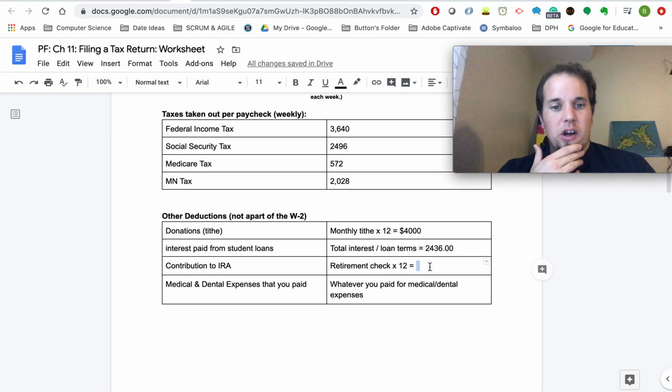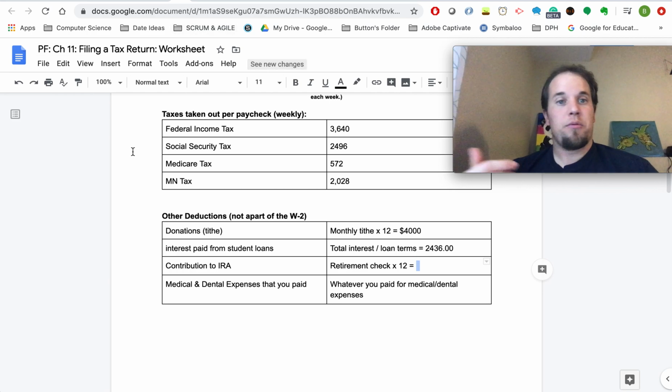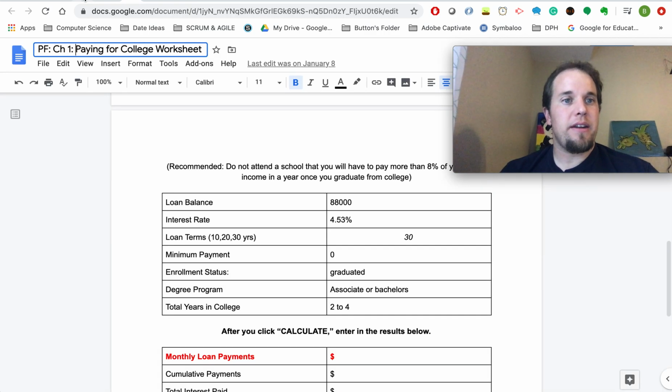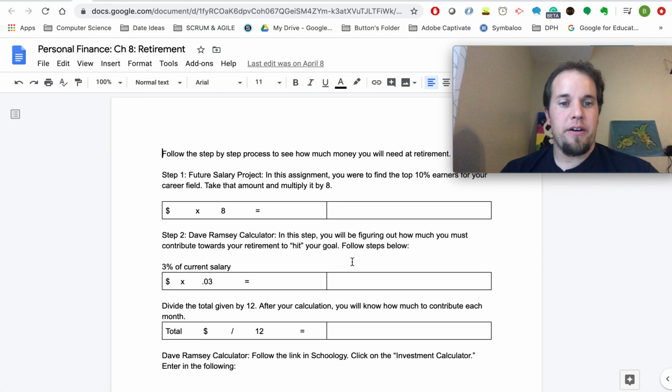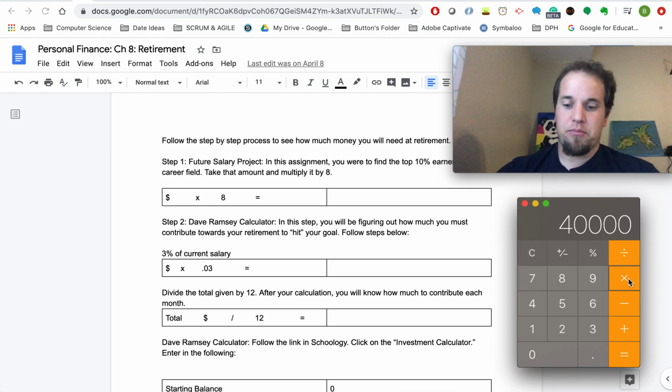Now, contributing to the IRA, we did another check called retirement check to fill that out. And if we go to that one now, let me see if I can find it. It is this one here. It is supposed to be 3% of your salary. So $40,000 a year times 0.03, $1,200.